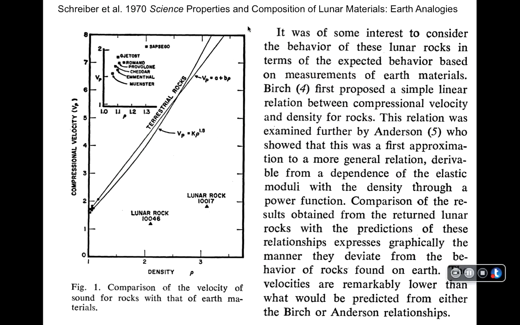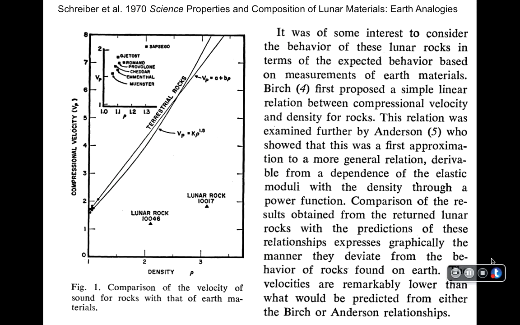Comparison of the results obtained from the returned lunar rocks with the predictions of these relationships expresses graphically the manner they deviate from the behavior of rocks found on Earth. The velocities are remarkably lower than what would be predicted from either the Birch or Anderson relationships." Okay, what this is saying is that of the two lines we see on the graph, one is linear, Vp equals A plus B times rho, which was Birch's curve, and then the Anderson curve, Vp equals K times rho to the 1.5, so that's a power law relationship.